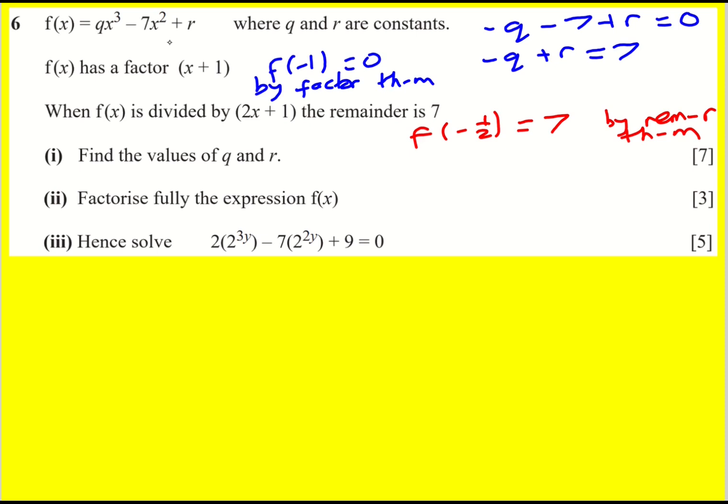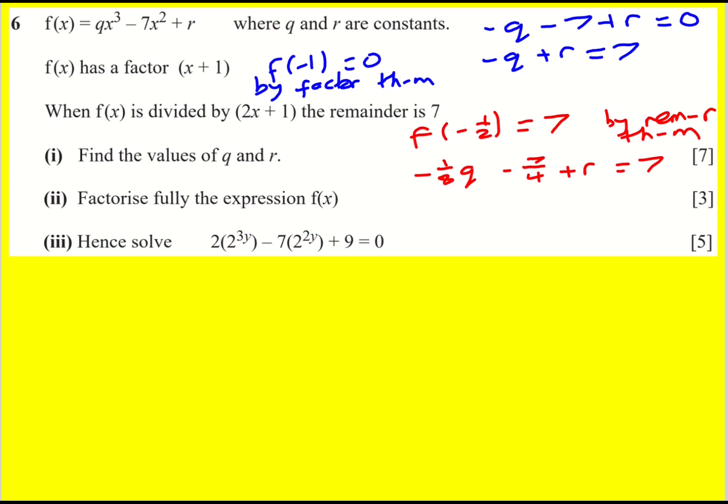Minus a half cubed is actually minus 1 over 8. Use your calculator if you prefer. And when you square it, you get a quarter. So it's minus 7 over 4 plus r is going to equal 7.